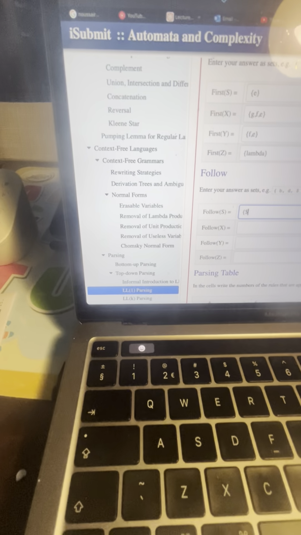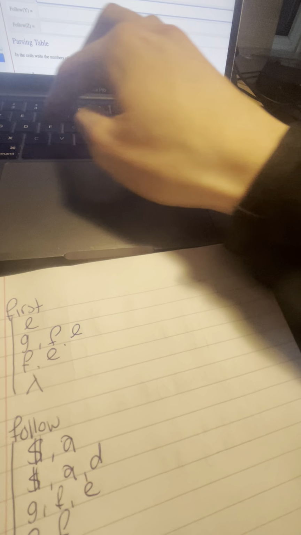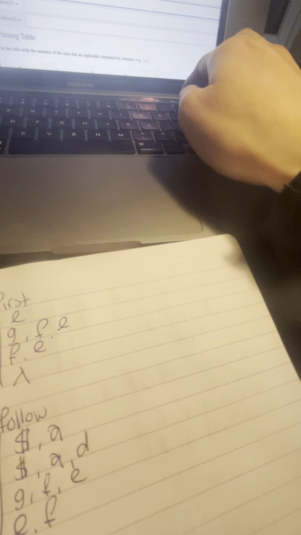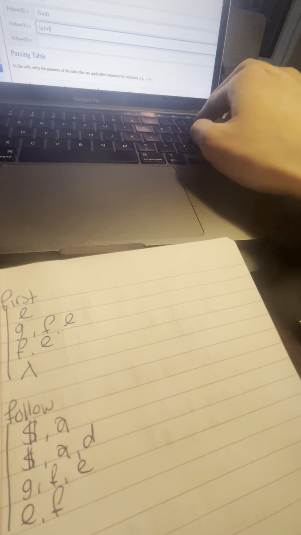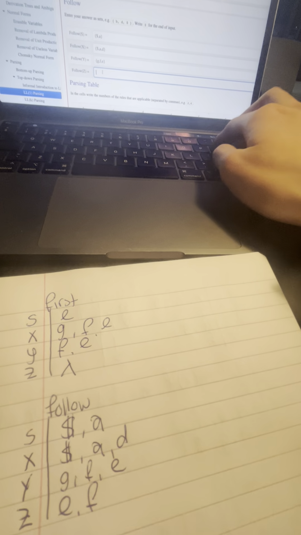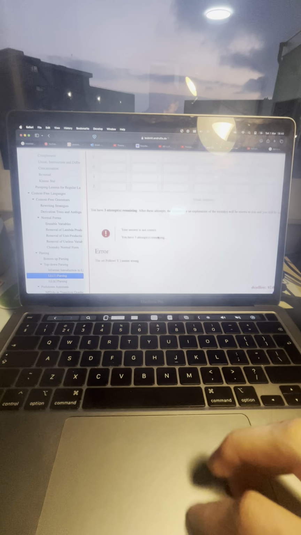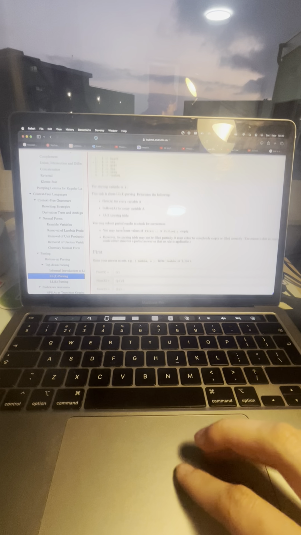So of course we have dollar sign A, and D. We have Y's GFE, with dollar sign Z is E and F. So we're gonna create the solution. Follow of Y seems wrong. Okay, let's do it again.